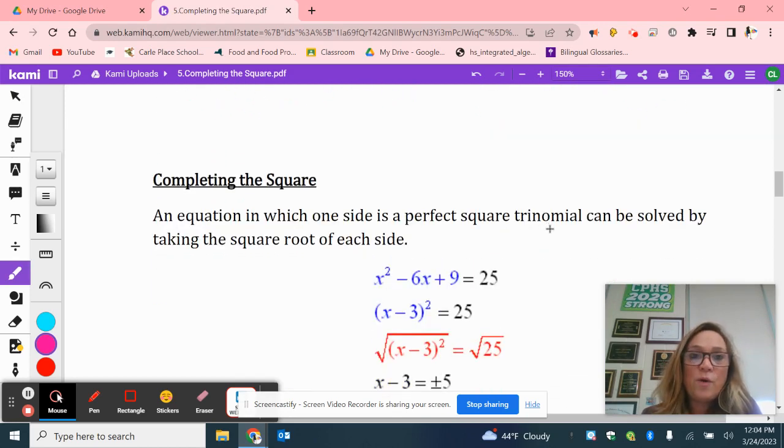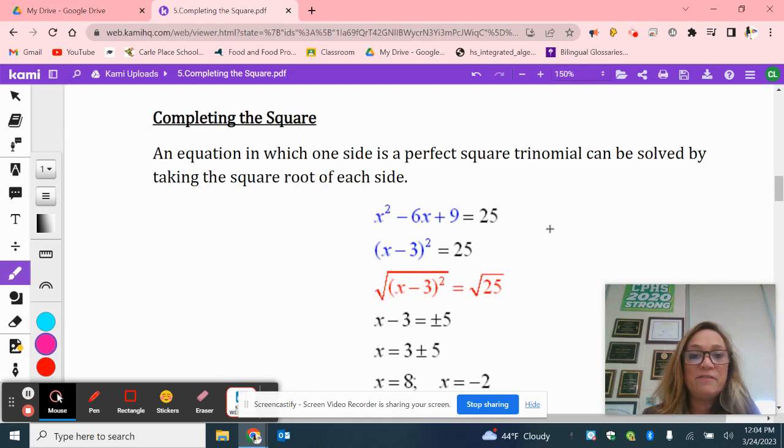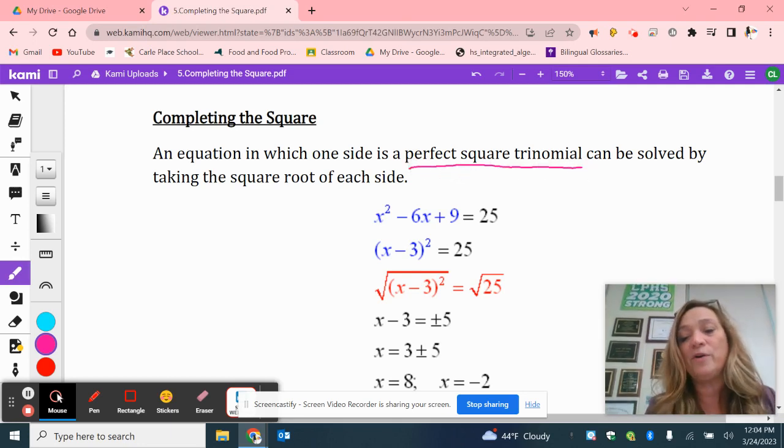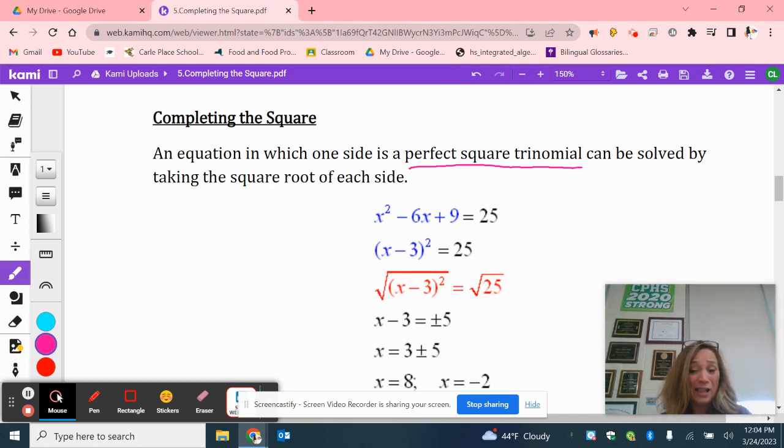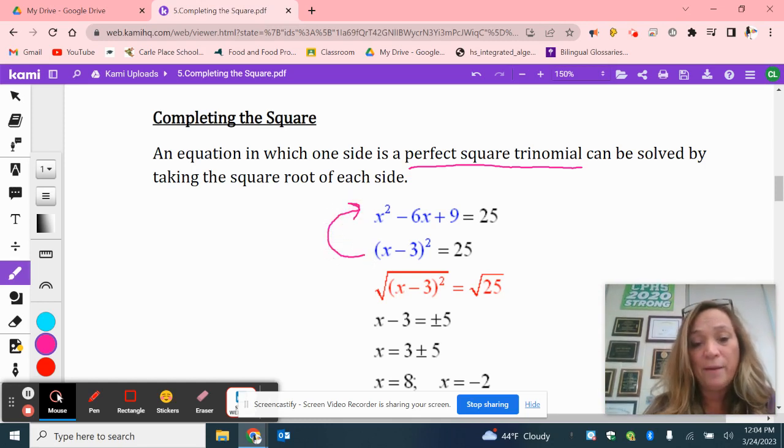So the approach that we're taking to solving a quadratic equation is a special approach called completing the square. Basically, completing the square comes from the idea that you have a perfect square trinomial. So we're going to force the equation to contain a perfect square trinomial. The first thing, prior knowledge-wise, that you have to know is what a perfect square trinomial is. Again, the perfect square trinomial is the result that you get from squaring a binomial.